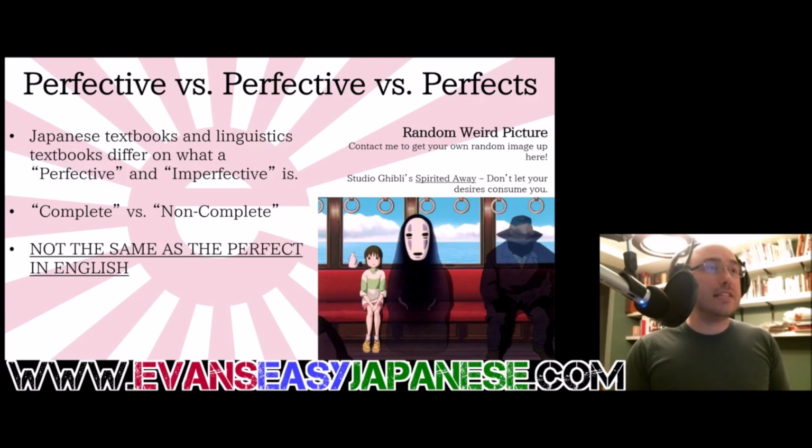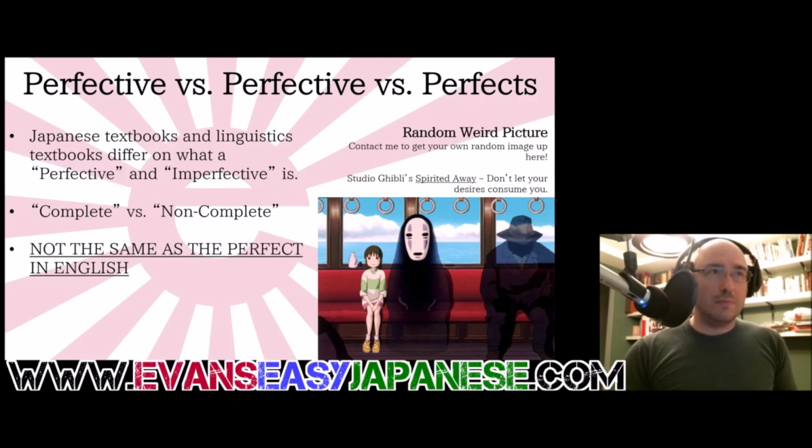The Japanese perfective is, you're going to be using these two words, complete and non-complete. These are the other ideas. These would be the more accurate ways of describing the Japanese perfective and imperfective. The complete is when the action is done. It has happened. It is over. Thus, it looks a lot like the past tense.